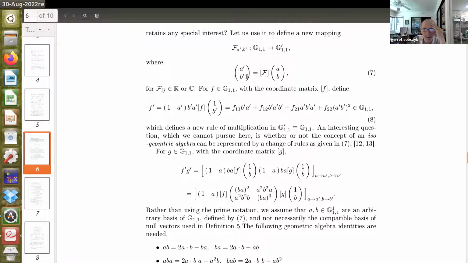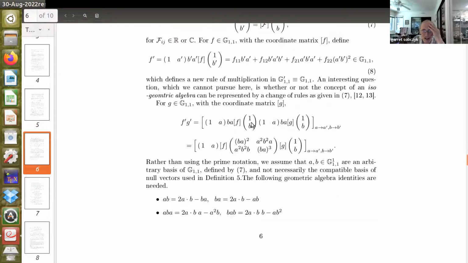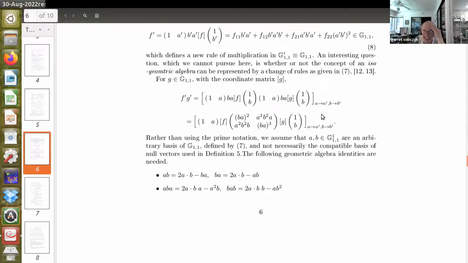Okay, so now I'm using the module when I write down this general expression here. I'm considering the same type of expression as before, but now A and B are vectors in G11. So they're linear combinations of the null vectors AI and BJ. That's very important to understand.